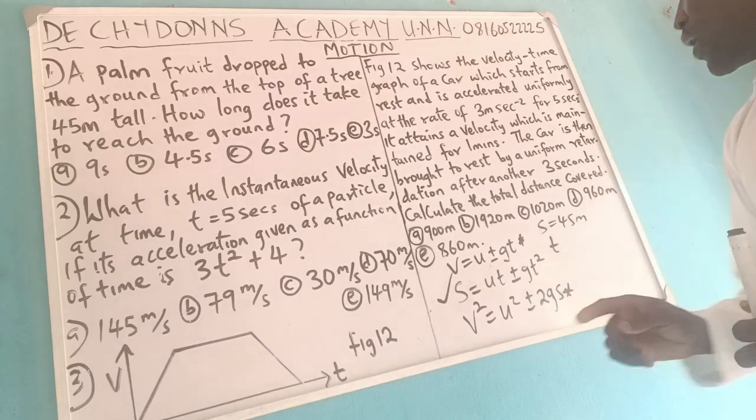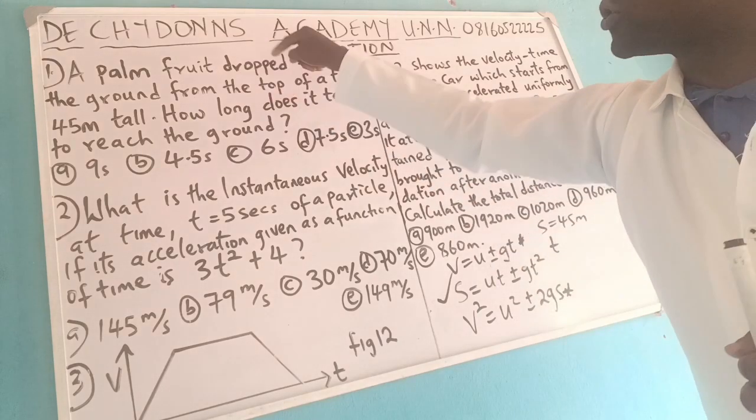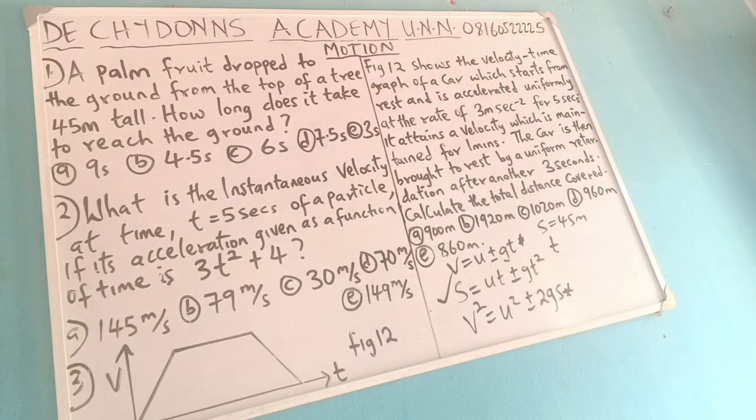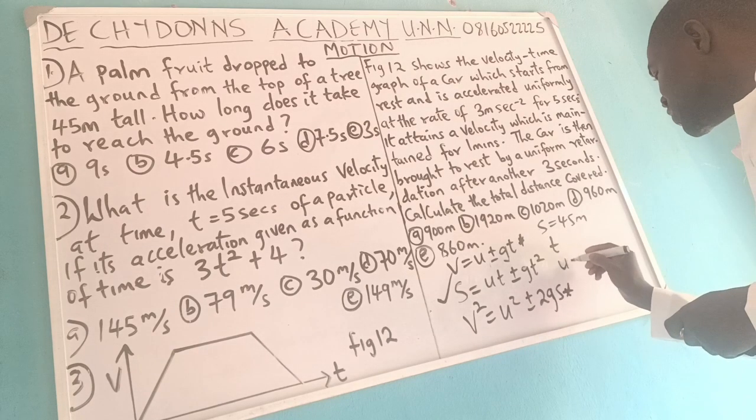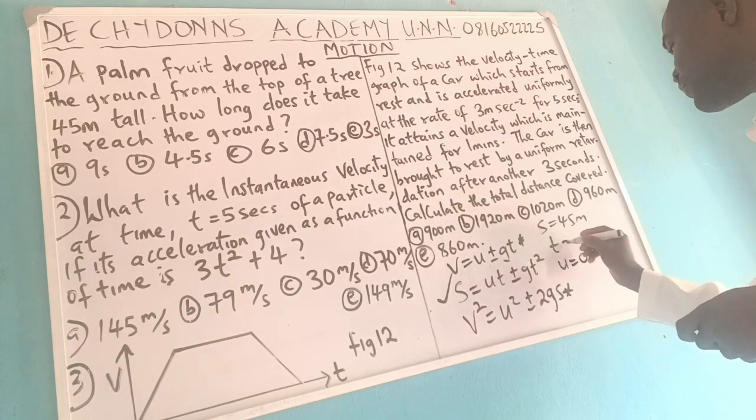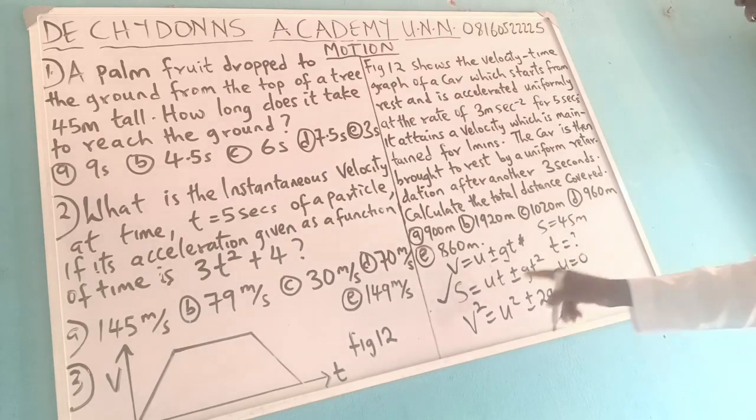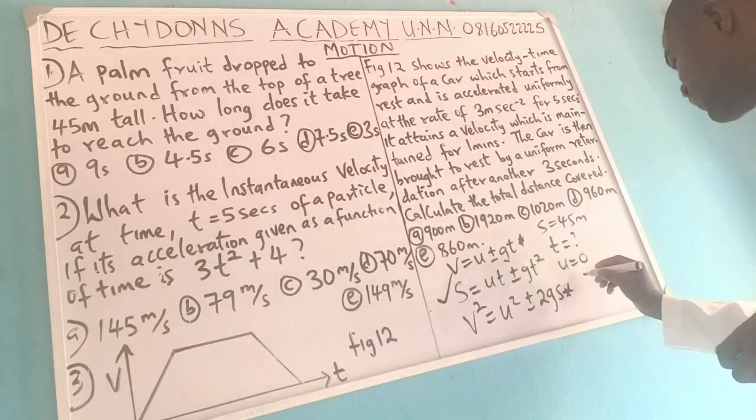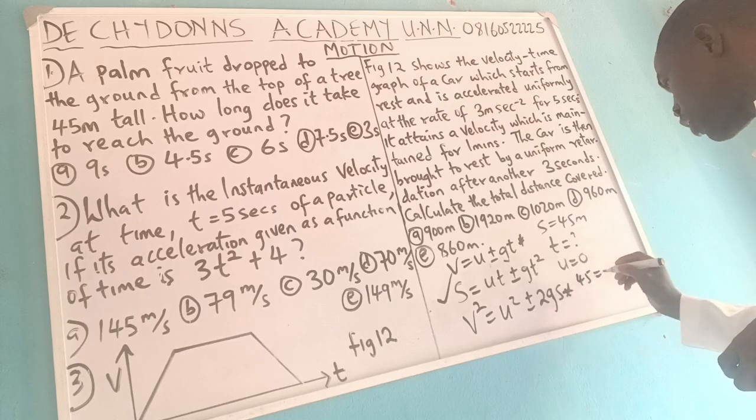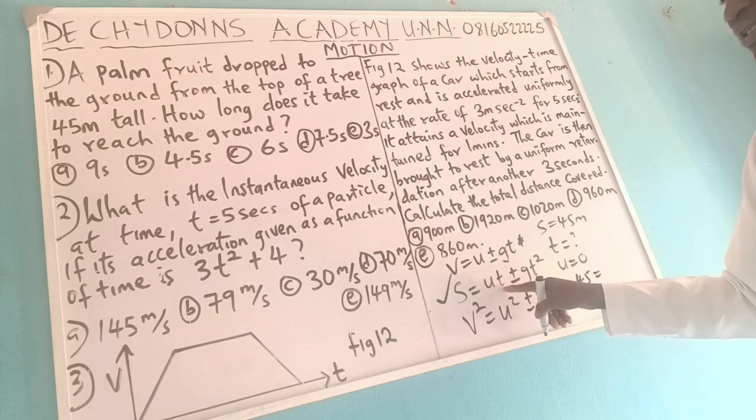Now, we say that a palm fruit dropped to the ground. When you are throwing something from the top to the ground, it means that it will only have final velocity V. It will not have initial velocity, and so initial velocity will be 0. Time is what you are looking for. I will put it here. 45 equals 0 times T, 0.